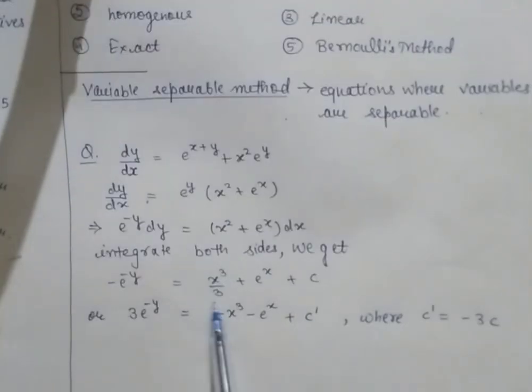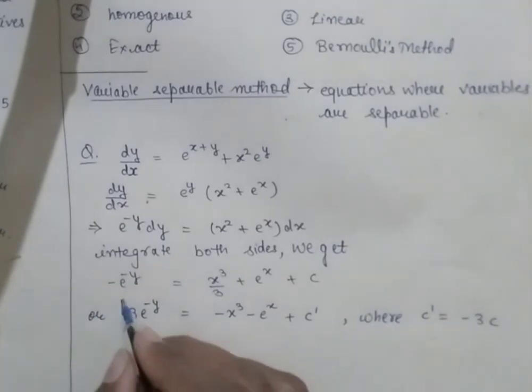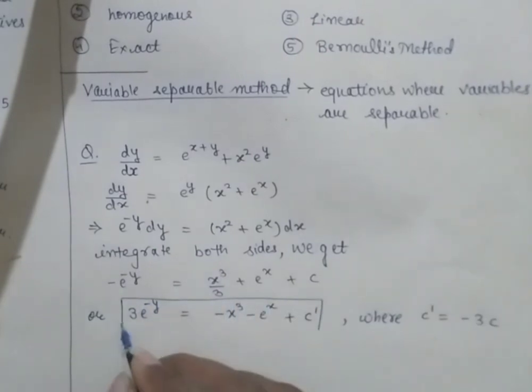Taking LCM on both sides with 3 and multiplying with minus 1, we get this equation: 3 e raised to the power minus y equal to minus x cube minus e raised to the power x, and here minus 3 into c, which I write as c dash. So this is some other constant c dash, which is minus 3c. This is the solution of this differential equation.